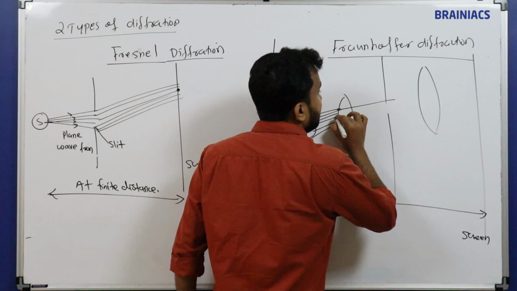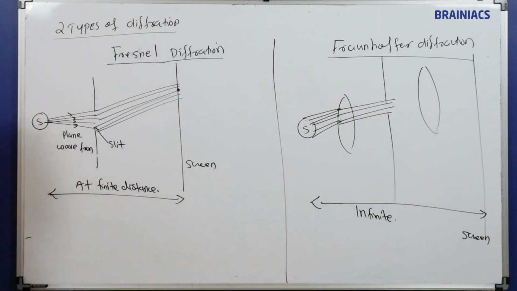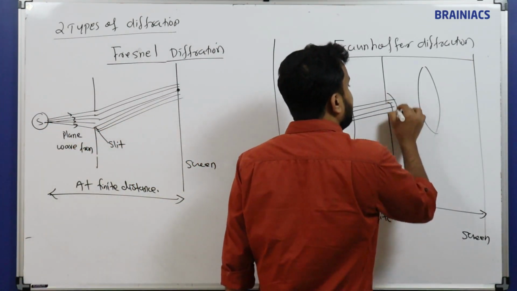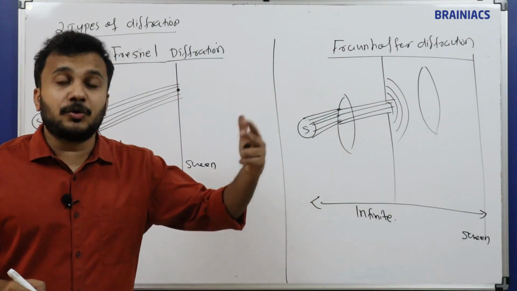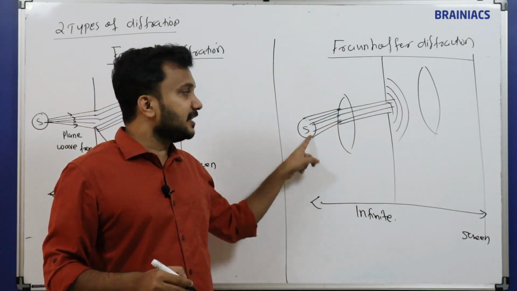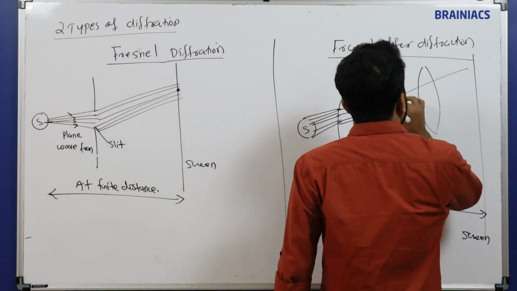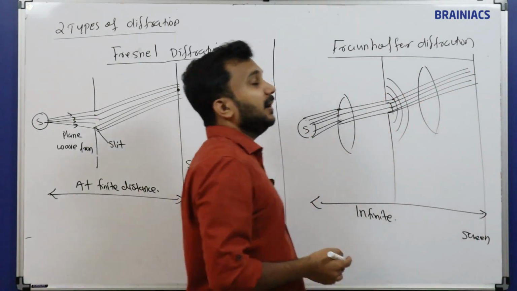Now, this convex lens will create a plane wavefront. So we use two convex lenses. The source of light acts as a source of light, and the slit will also act as a source of light. So we will use another convex lens to create a plane wavefront.